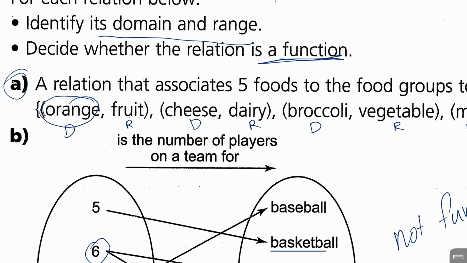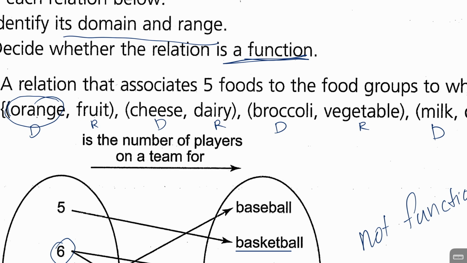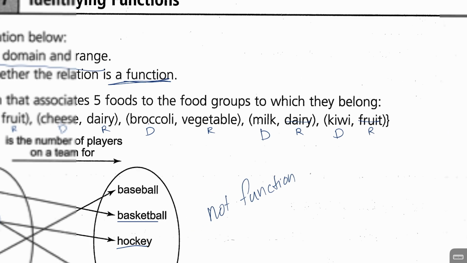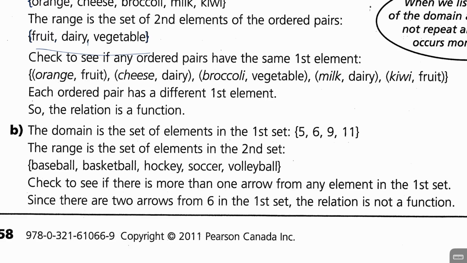If your relation is expressed in the form of ordered pairs, what you need to check is, is any domain term repeated? Orange, cheese, broccoli, milk, kiwi. None of these terms are actually repeated. So each ordered pair has a different first element, therefore the relation is a function.